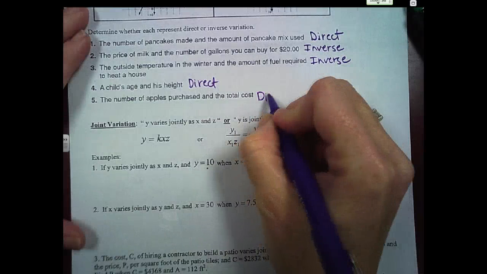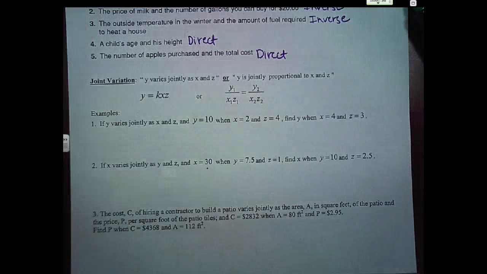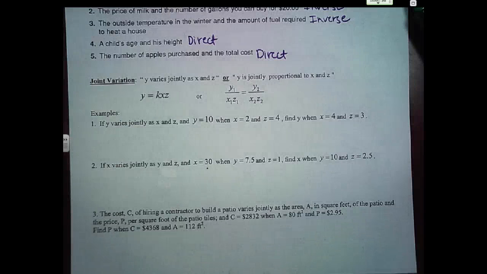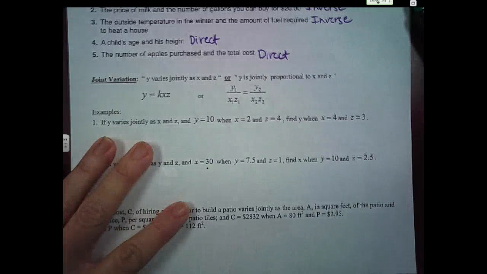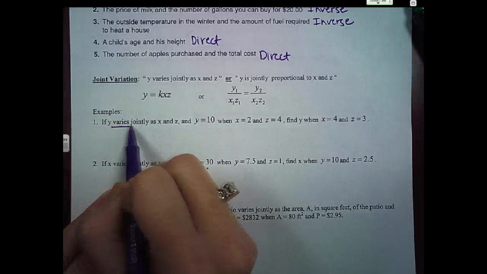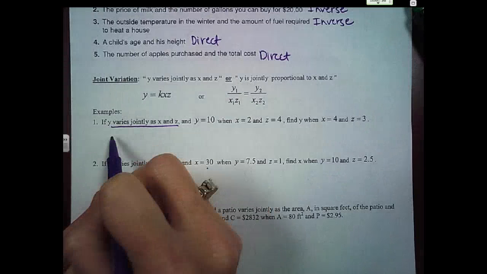All right, so now we have one last type, and it's called joint variation. Joint variation varies jointly as x and z, okay? And that, guys, is just all multiplication. It's like direct, okay? So instead of doing kx, it's kxz. In other words, two things are varying together. So if you look at this one, if y varies jointly as x and z, so it was written like this.